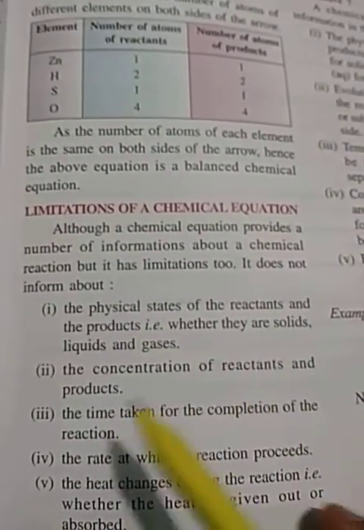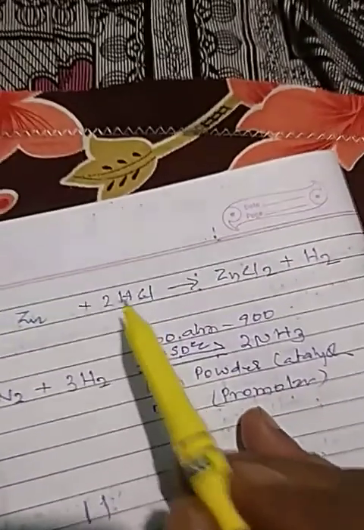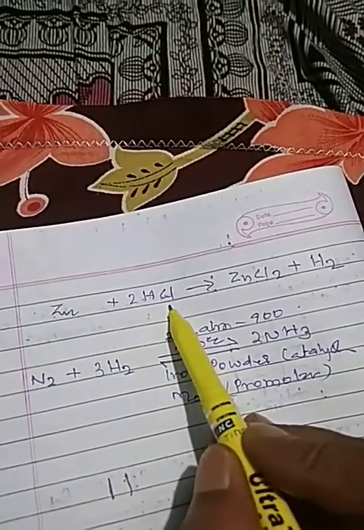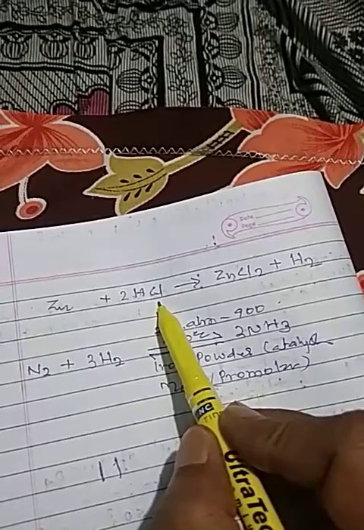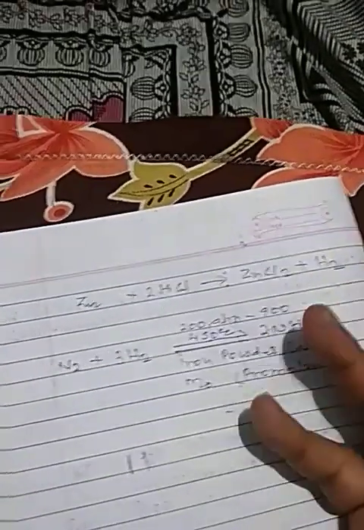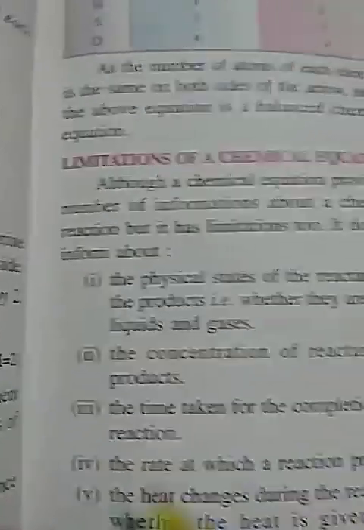Concentration of the reactants and product. What is the concentration? Whether this one is concentrated acid or dilute acid, do you know? We are not knowing. Simply we are knowing this is HCl. Whether it is dilute or concentrated, we have no idea.